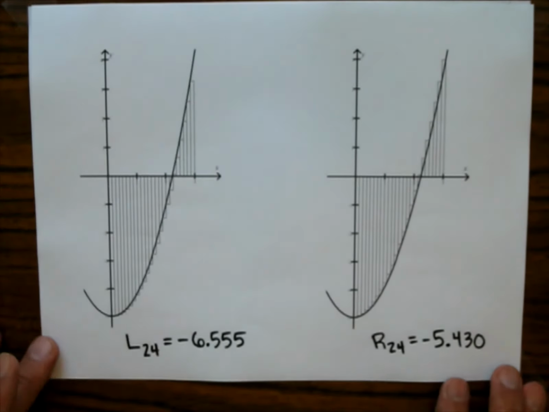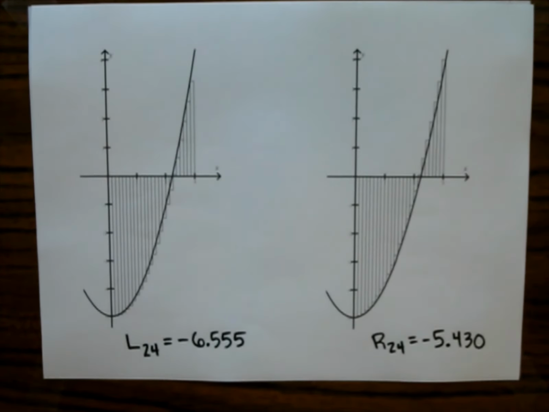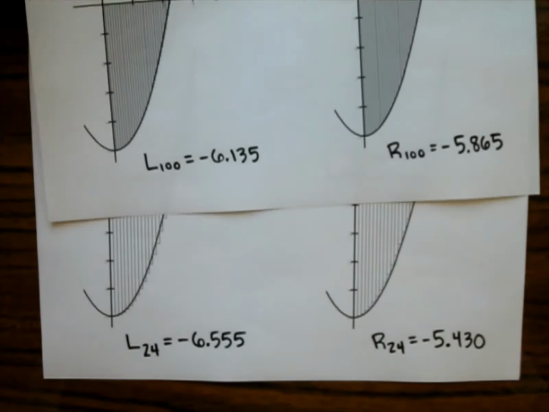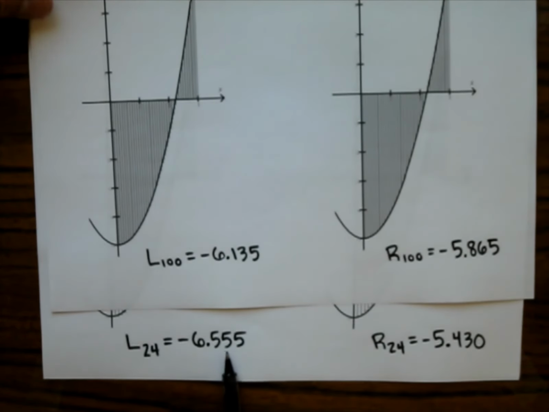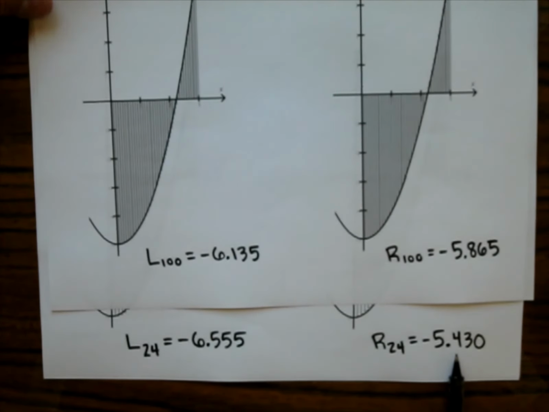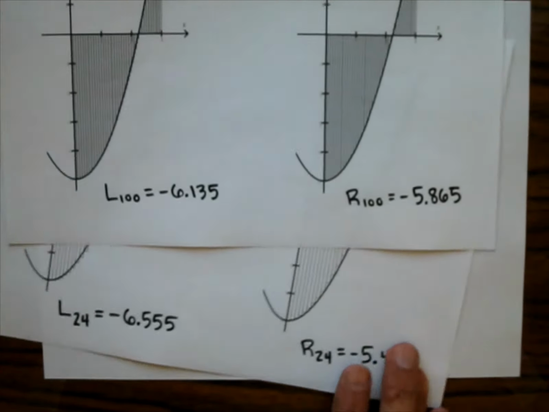That's L24. So then I decided to go really crazy and use 100 rectangles. 100 from the left and 100 from the right, and look what that did to my numbers. It went from negative 6.555 to negative 6.1, and then negative 5.4 to negative 5.865.